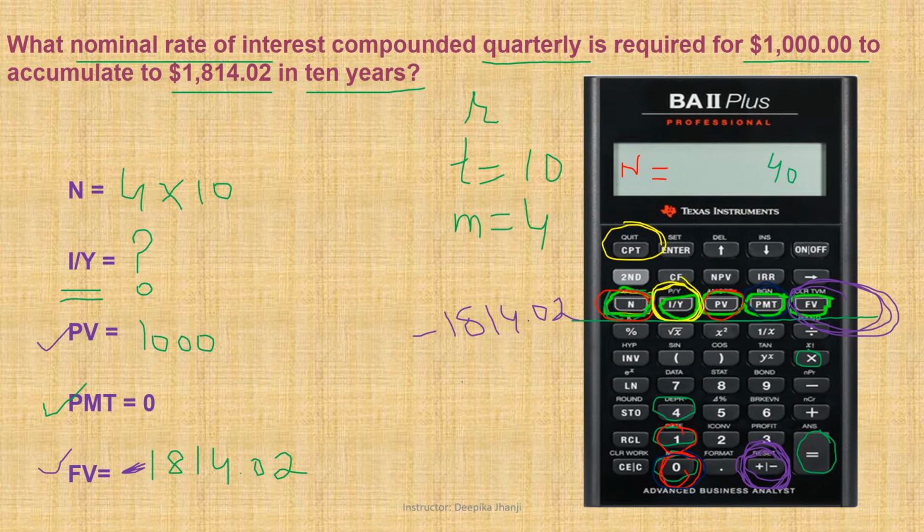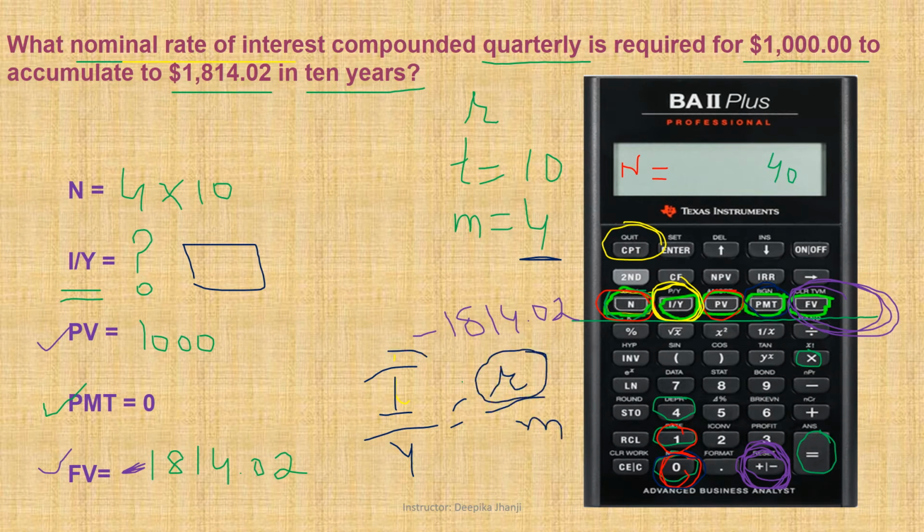Okay. That IY is I, but we need to figure out the value of nominal rate. Nominal rate is rate of interest per year. So make sure you multiply by 4 in the end because M is 4. Once you get IY on screen, that IY is nothing but R upon M, right? So to isolate R, you will multiply IY by M. So times M will give you the value of R.